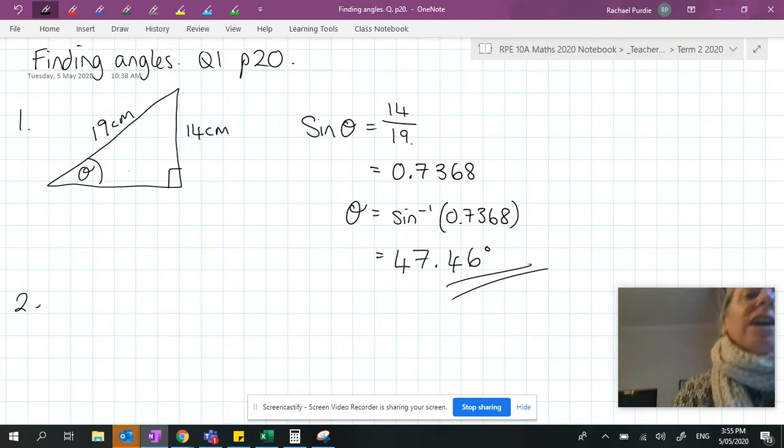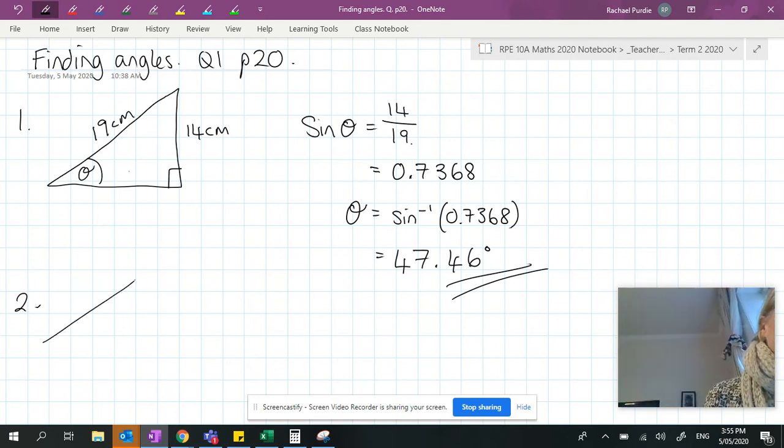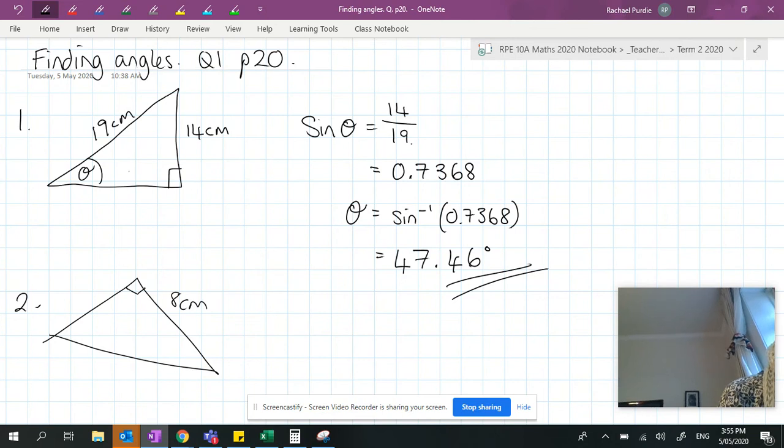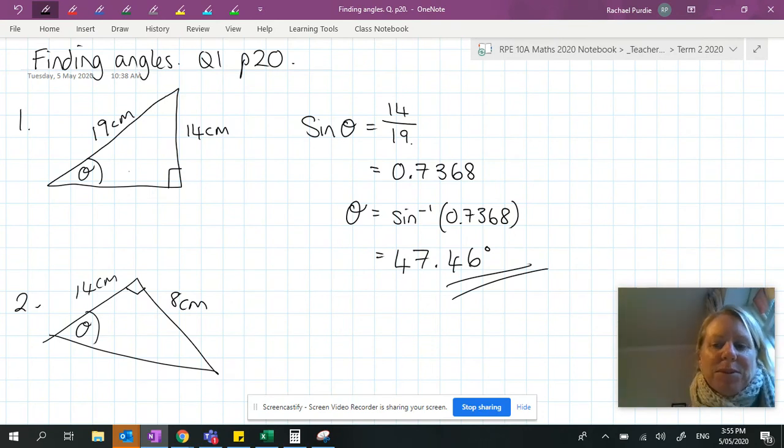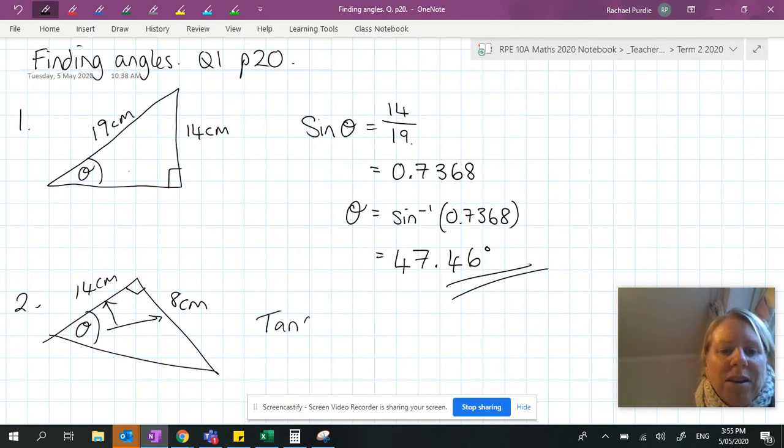Let's try question 2. Similar things, it's still a right angle. You've got 8 centimetres, 14 centimetres, and we want to know how big that angle there is. So we're looking at our sides. We've got opposite and adjacent, so that's tan. So tan of theta is going to be 8 over 14. So we do 8 divided by 14 on our calculator, or you can use it as a fraction. It does depend on you.